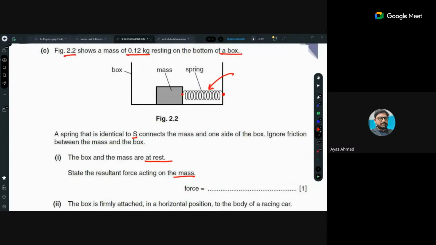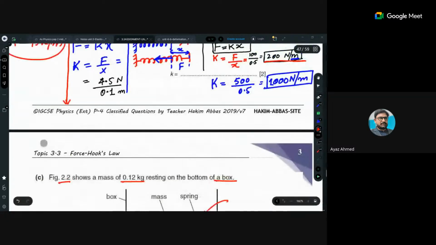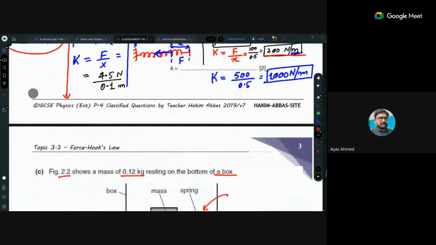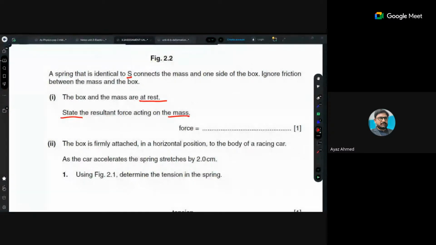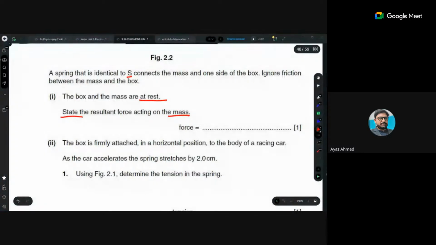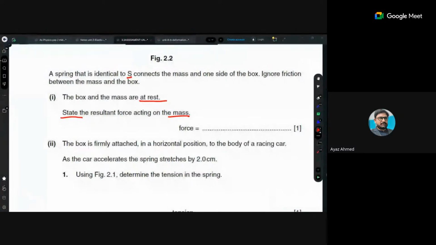So what do you think? What was the resultant force that was applied by the spring? It is in equilibrium. You have to state. Yes. Will anyone tell me?